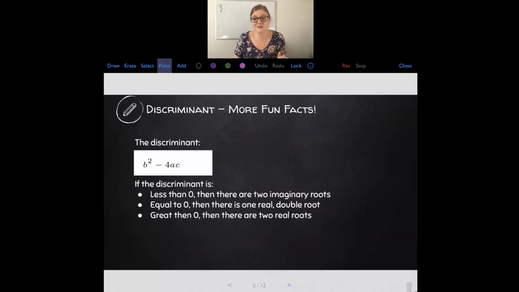Here's some more fun facts about the discriminant because I can't help myself. So if your discriminant is less than 0, that means that there's two imaginary roots. So your roots are going to involve i, or two imaginary solutions. If it's equal to 0, then there's one real, or it's called a double root. Okay, so 5/8 and 5/8. Or if it's greater than 0, then there are two real roots. Then that's just talking about not using i.